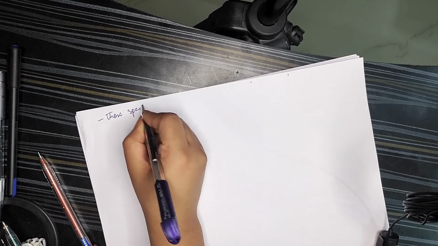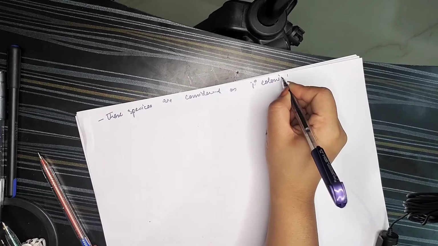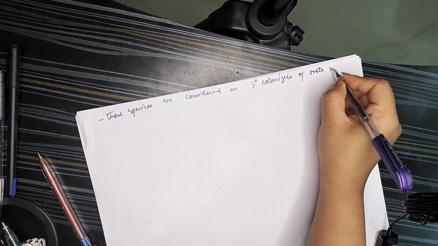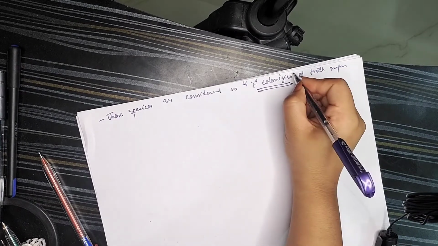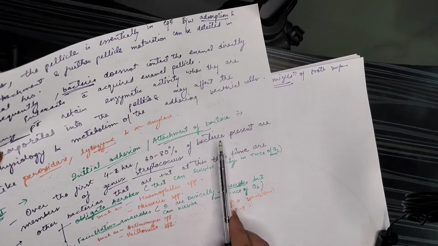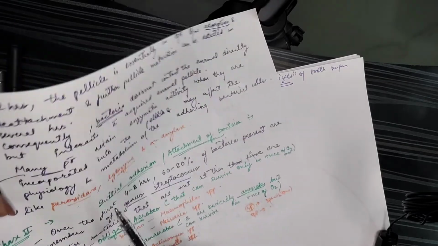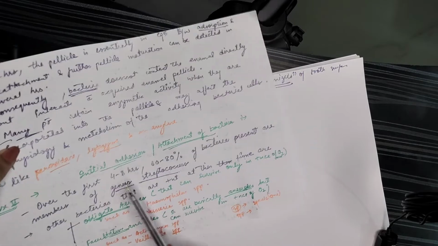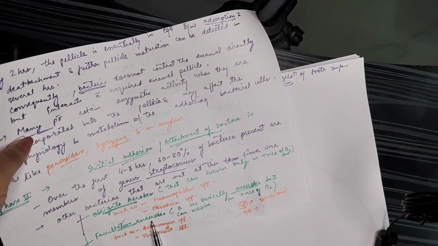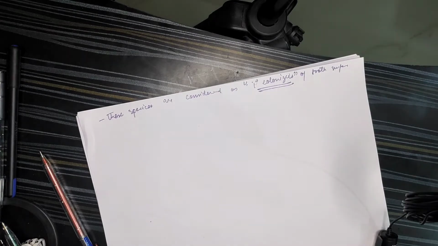Now these species are considered as primary colonizers of the tooth surface. So what are the primary colonizers? Over the first 4 to 8 hours, 60 to 80% of the bacteria present are members of the genus Streptococcus. Other bacteria, obligate anaerobes and facultative anaerobes, are all primary colonizers, or we can say PC.